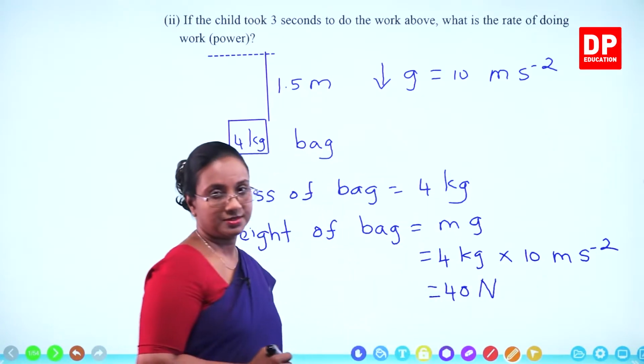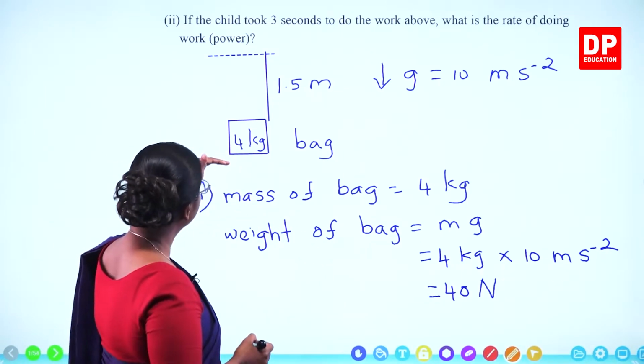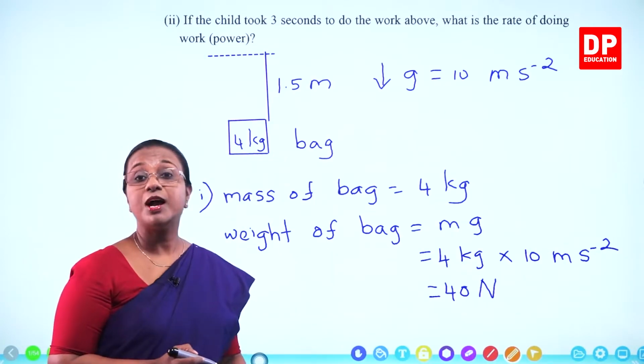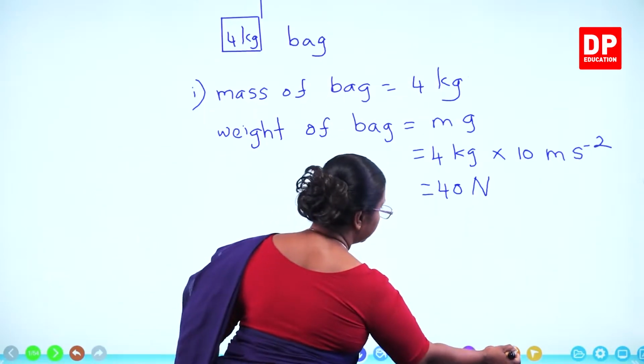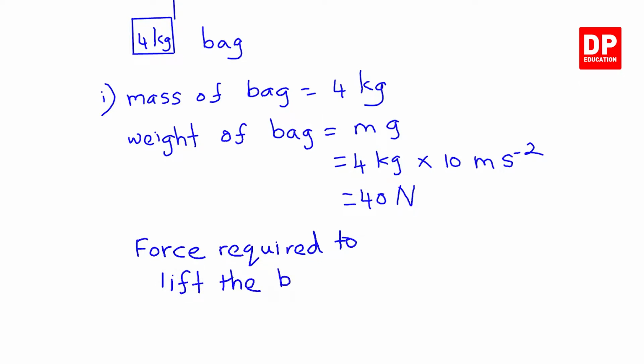So what is the weight? 40 newtons. So this is the force that needs to be applied so that the bag can be raised from here to there. That is a height of 1.5 meters. So if we write that down, force required to lift the bag, that is 40 Newton.